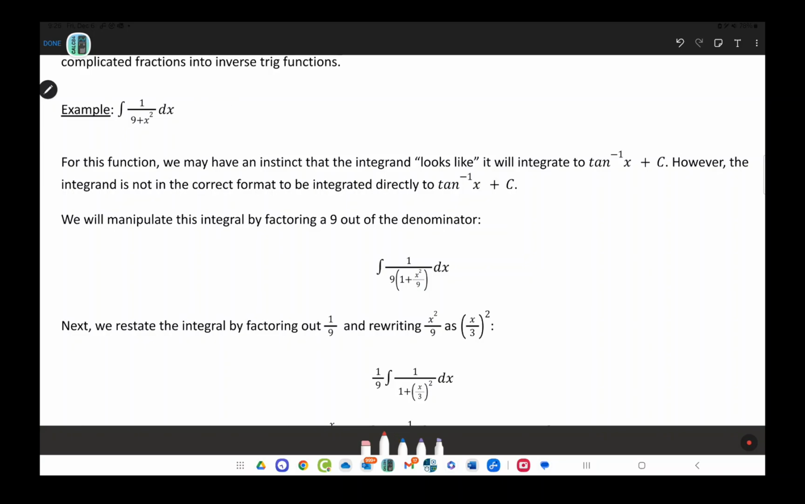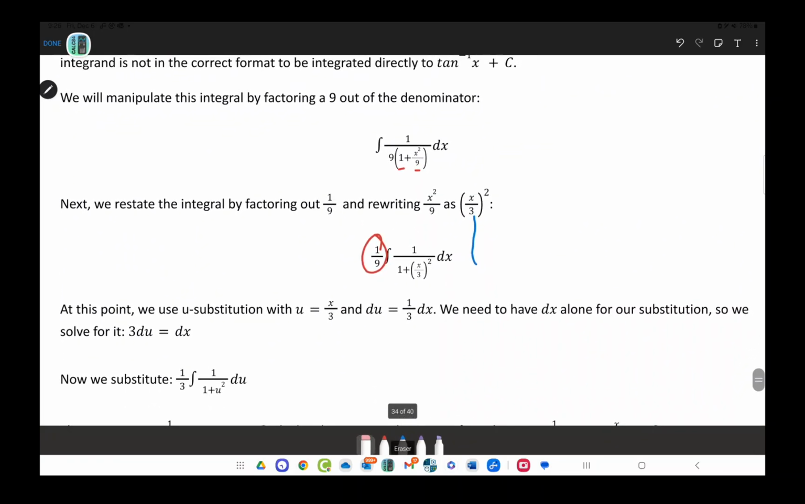So we're going to get 1/9 times the integral. Now, if we divide everything by 9, that's going to give us 1 over x squared over 9, which you want to write as a function squared. So x squared over 9 can be written as x over 3 squared. And now we have our format for the inverse trig function. But we have to do this with substitution, because anytime we have a function inside a function, in order to do an inverse chain rule, we do it through substitution.